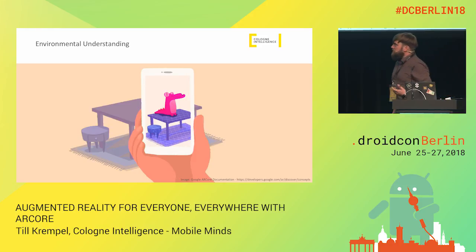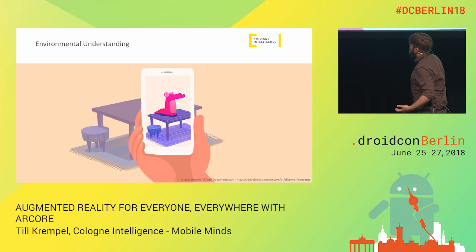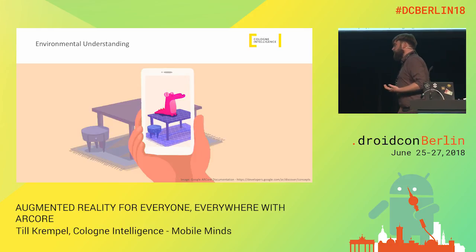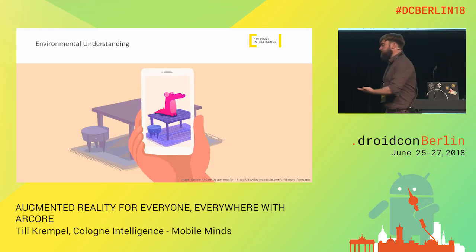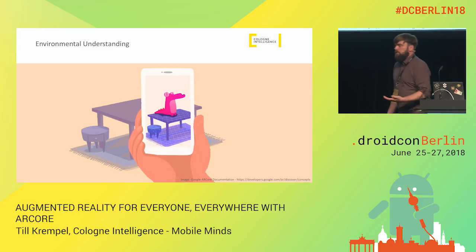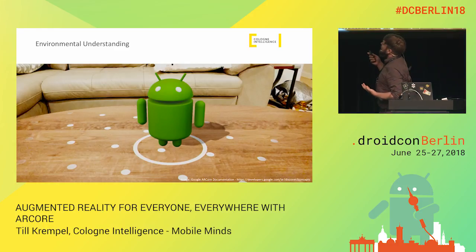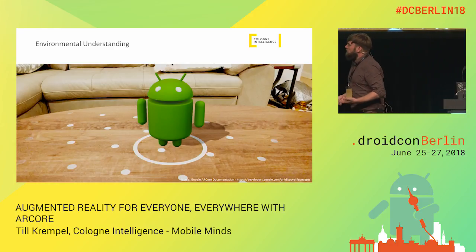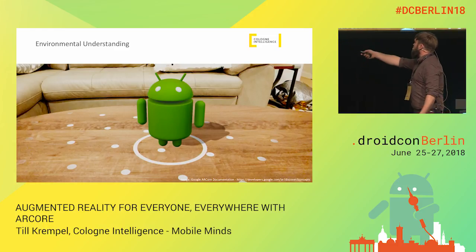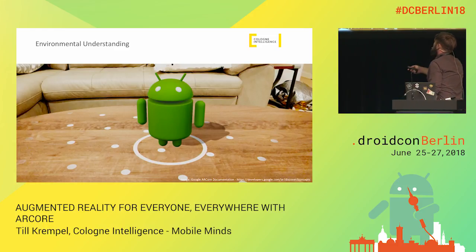The second feature is environment understanding. From the movement or the differences in the camera image, ARCore is able to detect surfaces in the environment. And if you have a look at how it actually looks in the apps, these dots indicate that a surface has been detected.